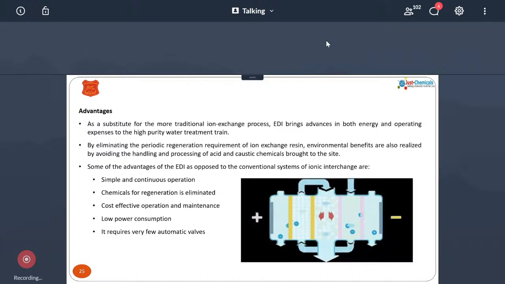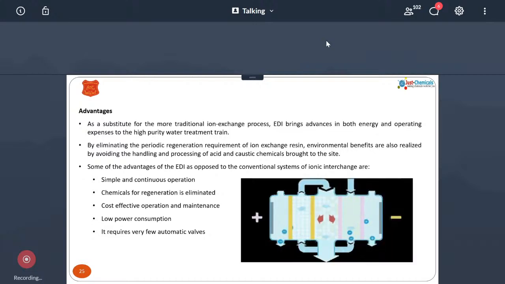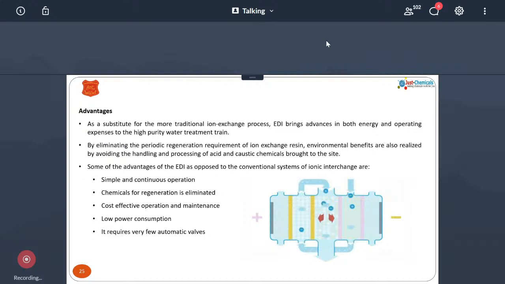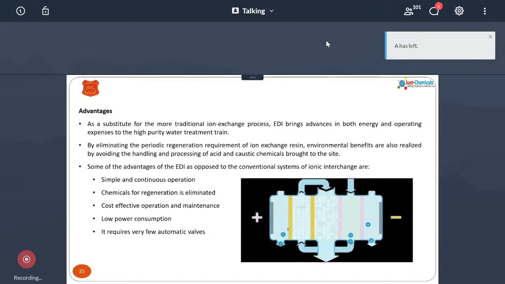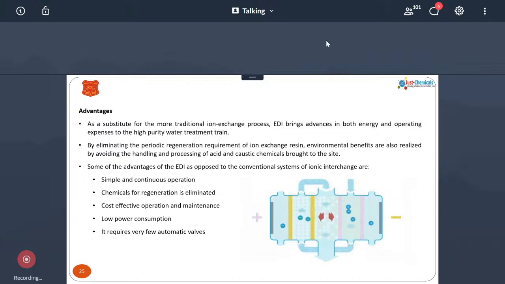Only one downside: if this EDI, electrodeionization process, is subjected to calcium and magnesium, scaling can occur within this system. Not at low concentration, but high concentration will definitely require cleaning this EDI with proper chemicals.